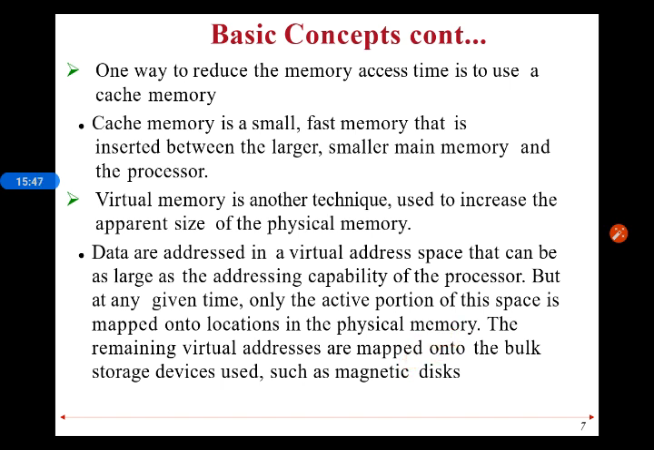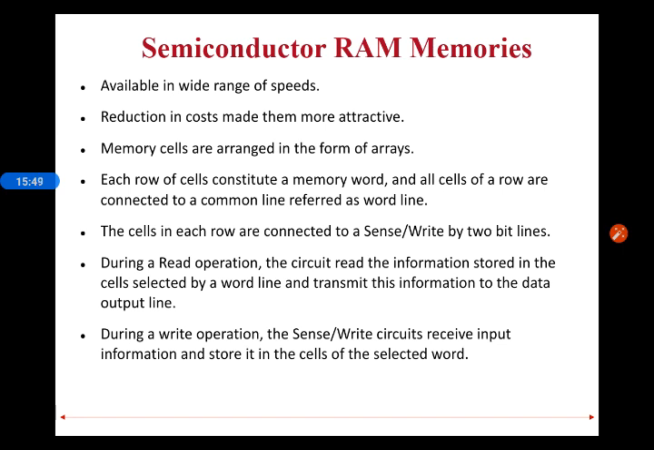Now we will see the different types of memory. From this slide onwards, we will be discussing the different types and their working. The first one is semiconductor RAM memory. RAM means random access. Depending on the technology used for manufacturing, it is available in a wide range of speeds. Reduction in cost made them more attractive. That is why nowadays we are using this type of memory. Very large scale integration makes it cheaper.